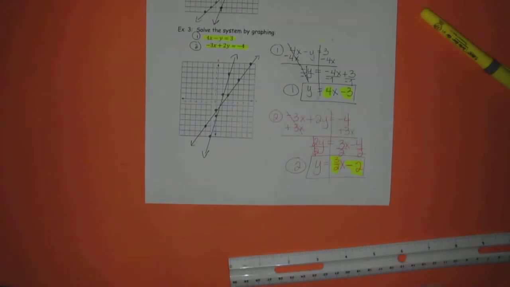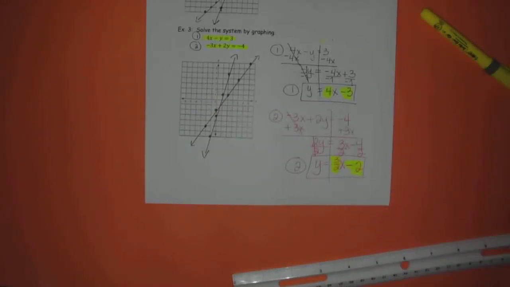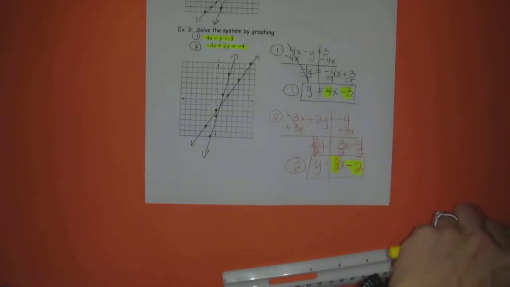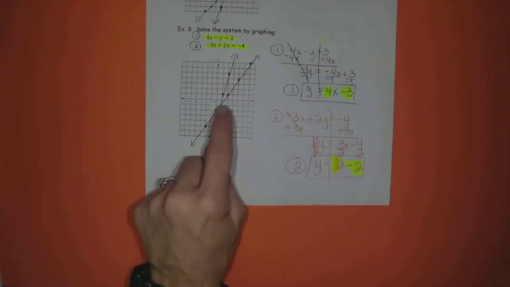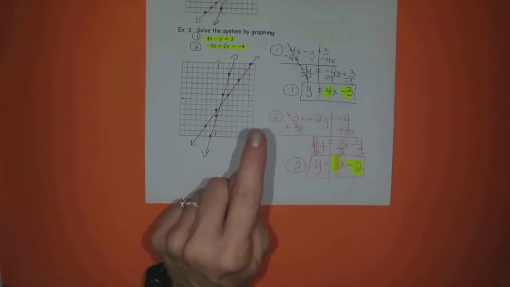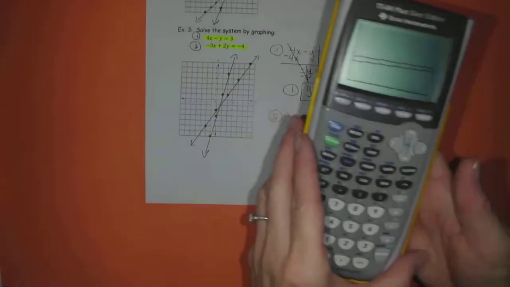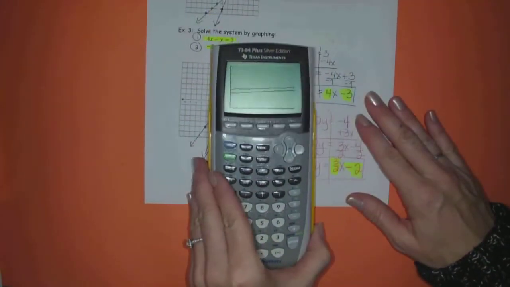Okay, well, it looks like it's time to bring the TI-84 on the scene. Okay, I'm going to show you something pretty cool here. So when you're doing graphing method and you get an intersection point that is not on a perfect corner, you can use your TI-84 to get the answer.